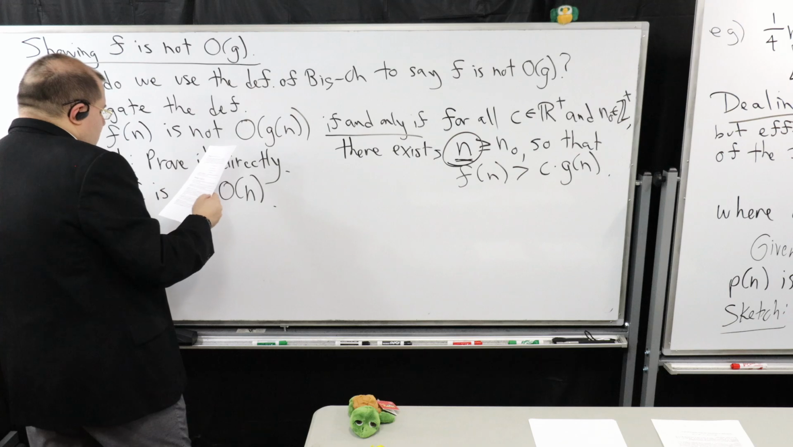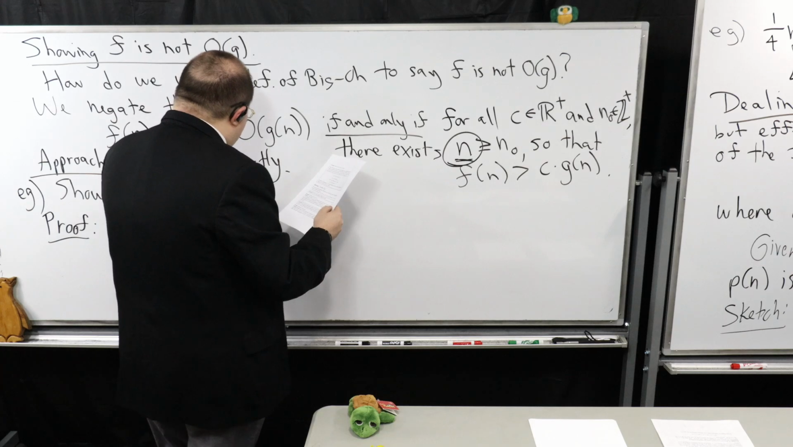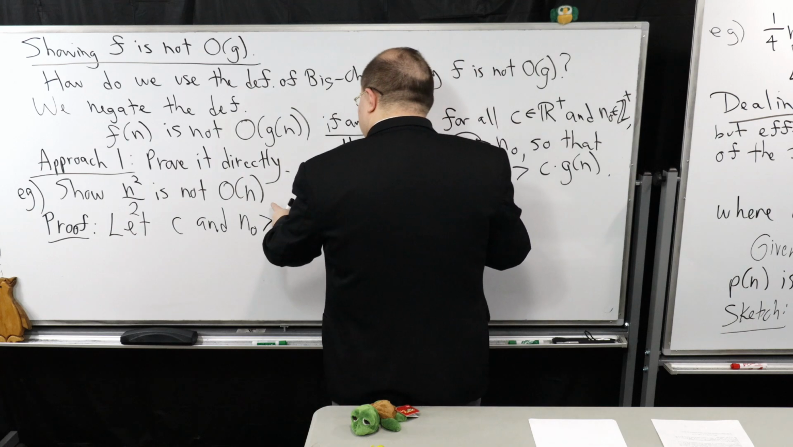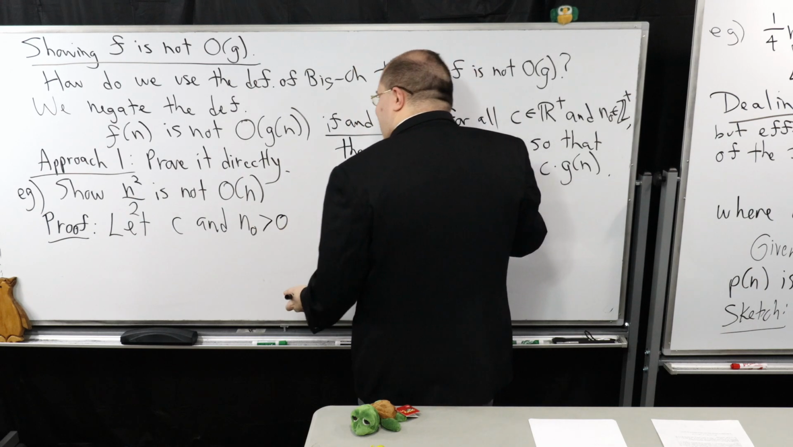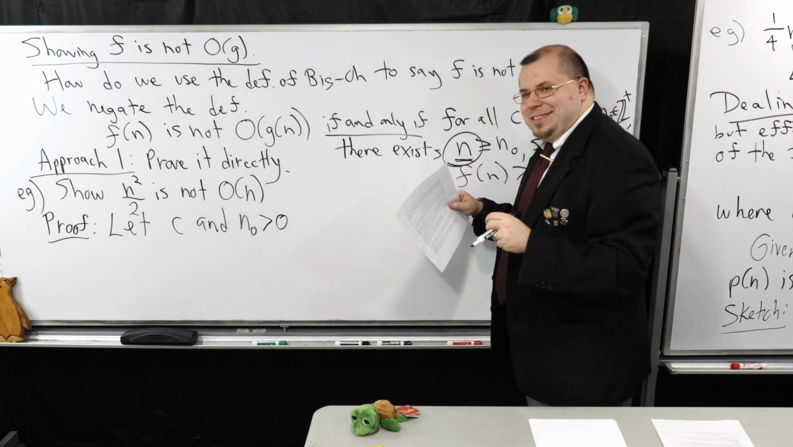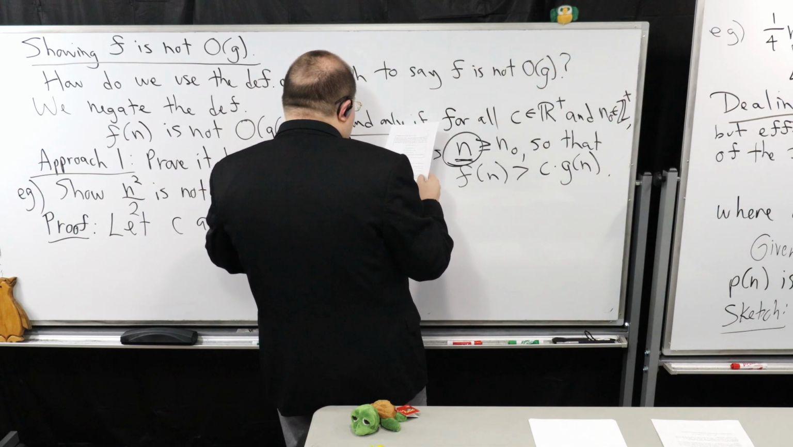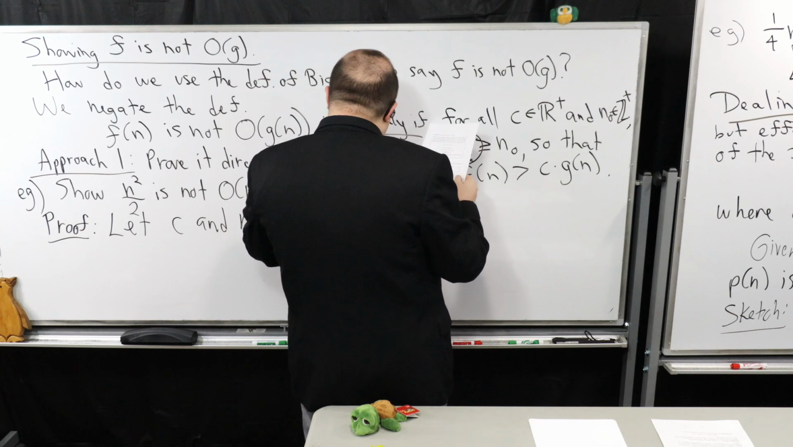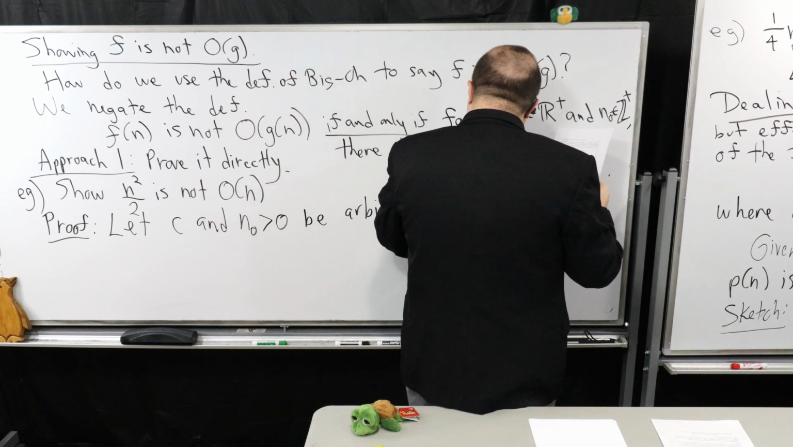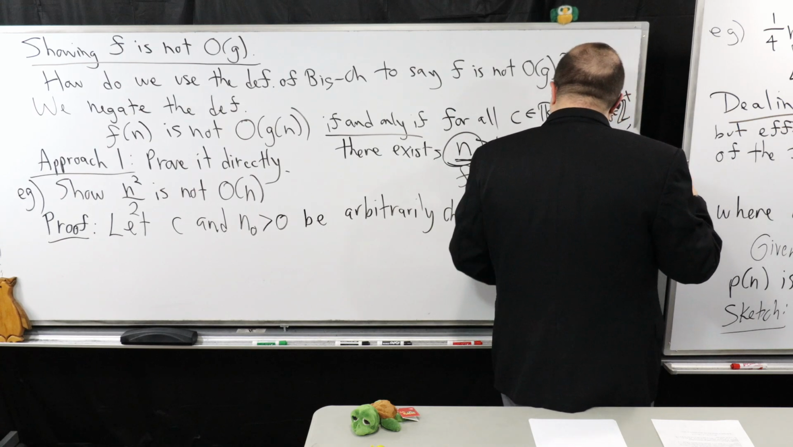So I'm going to let C and N0, and remember N0 is a positive integer. Just to make it a little easier to remember that N0 is a positive integer, I'm going to explicitly write this, but you don't have to. Let C and N0 be arbitrarily chosen and fixed. Now you might ask, Dan, what does that mean?